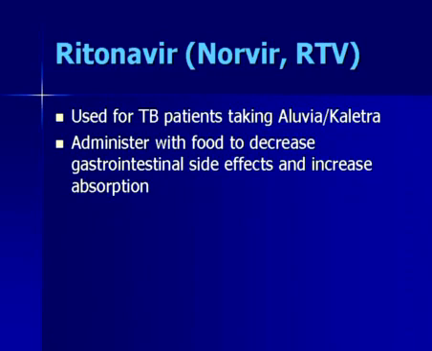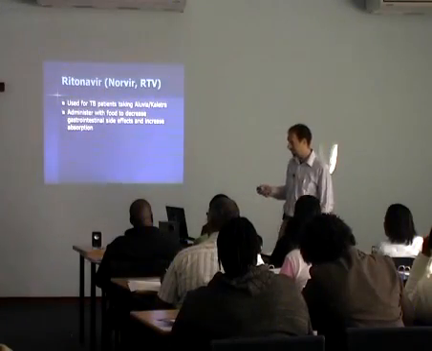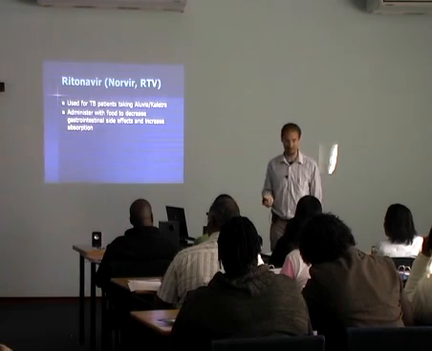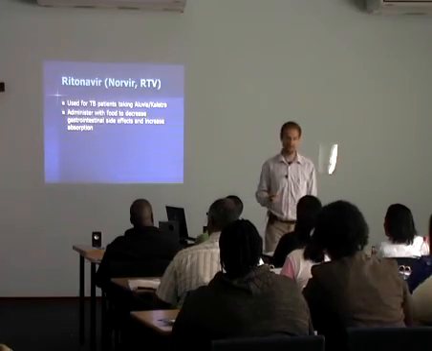Ritonavir is a difficult story. The same thing with children. It has a lot of side effects. It can be used to boost in patients with TB. Instead of doubling the dose of Calitra, you can add ritonavir. The problems with ritonavir is most pharmacies don't stock it, most clinics don't have it, and most patients don't like it. It causes a lot of nausea, a lot of vomiting, upset stomach, and most patients don't like that. So in patients on Calitra, practically what most people do is double dose of Calitra.